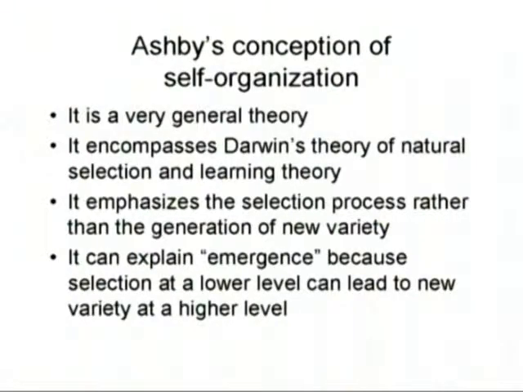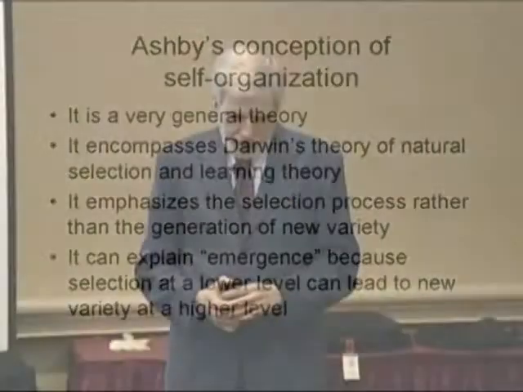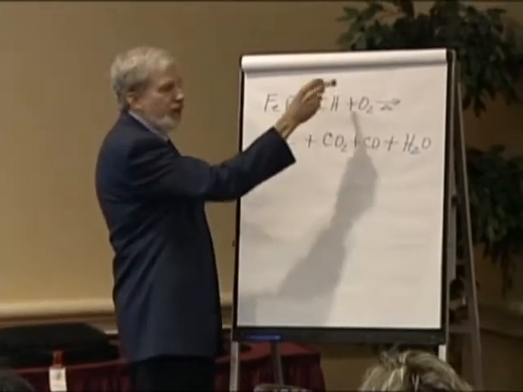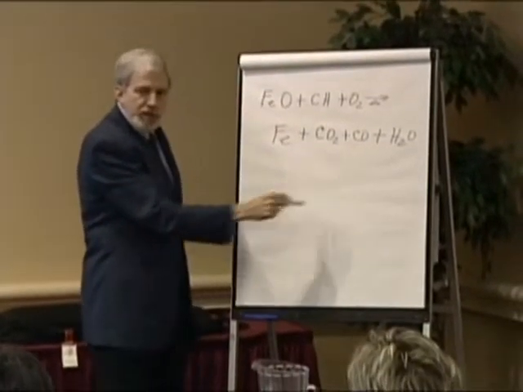So Ashby's theory of self-organization is a very general theory. It encompasses Darwin's theory, and it can explain emergence, as in the case of the magnetic cubes in the box, and a new pattern of order emerging. And it does emphasize selection rather than the generation of variety. In the case of Mueller's theory, you remember we had genotype and phenotype. New variety came in at the genotype, but selection occurs at the phenotype. Well, the notion of self-organization focuses on selection as a generator of new variety. So they're related.